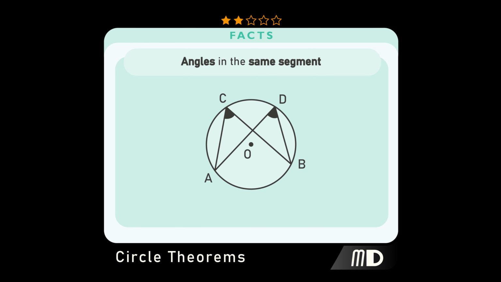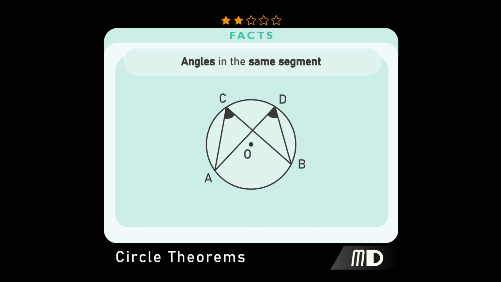The theorem is illustrated in this diagram, where the points A, B, and C form an angle on the circumference of the circle, and points A, B, and D also form an angle on the circumference. The theorem states that angles subtended at the circumference in the same segment of a circle are equal.